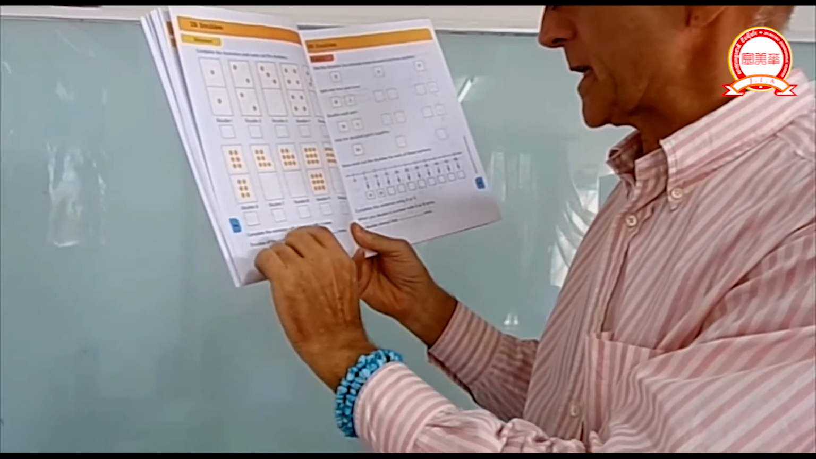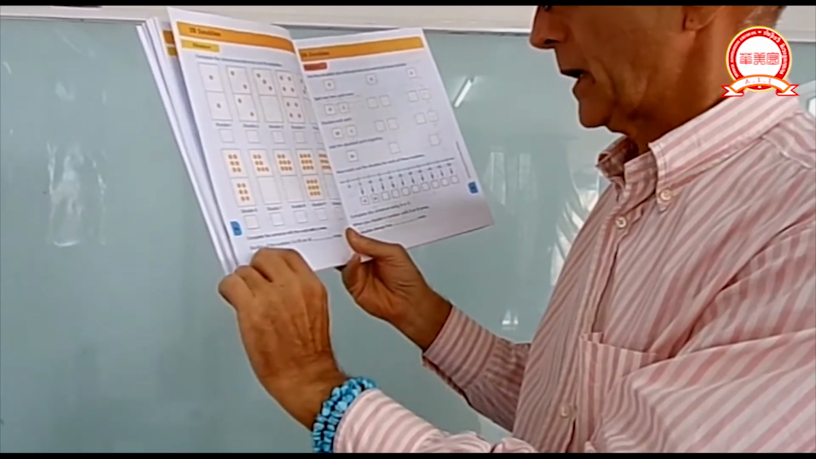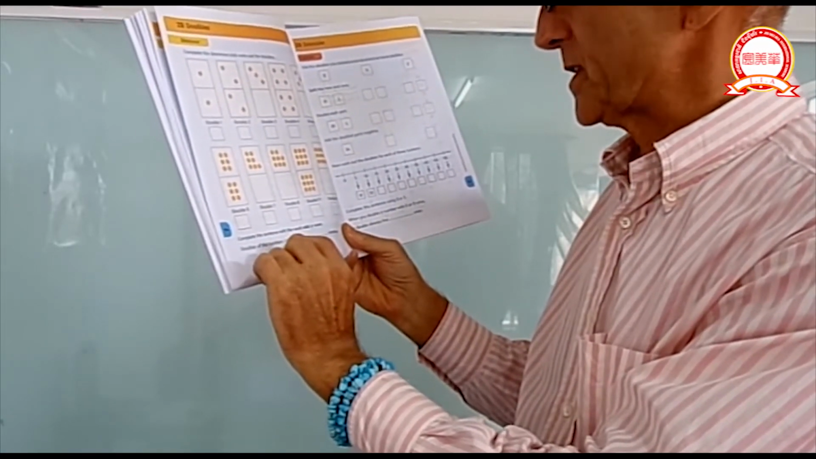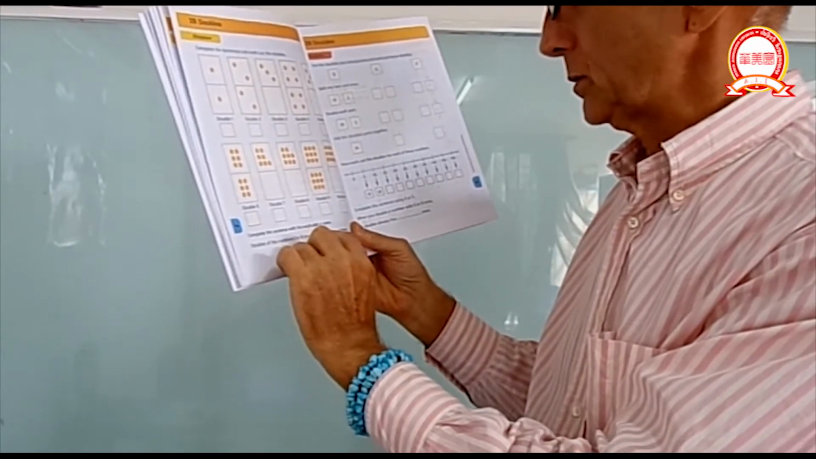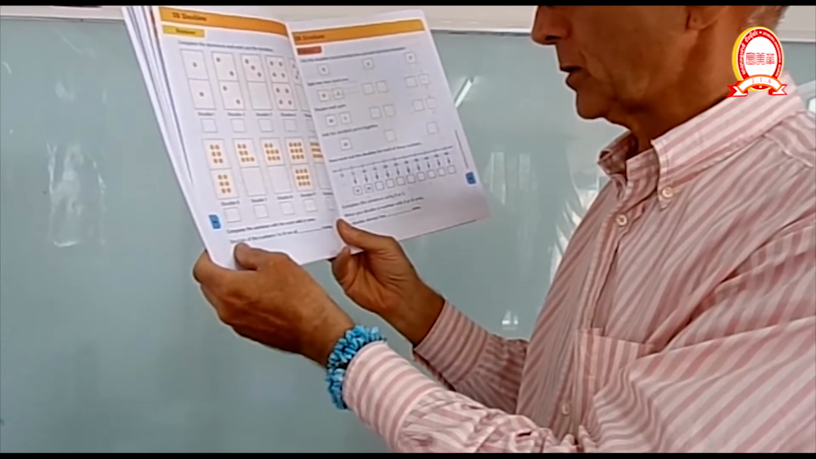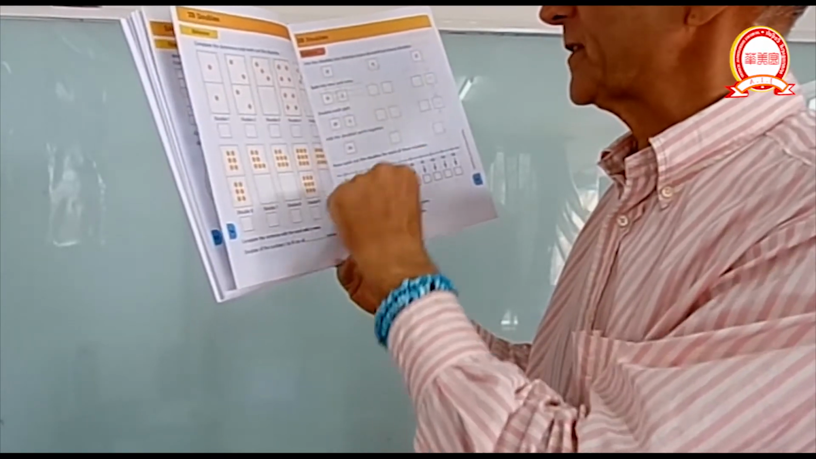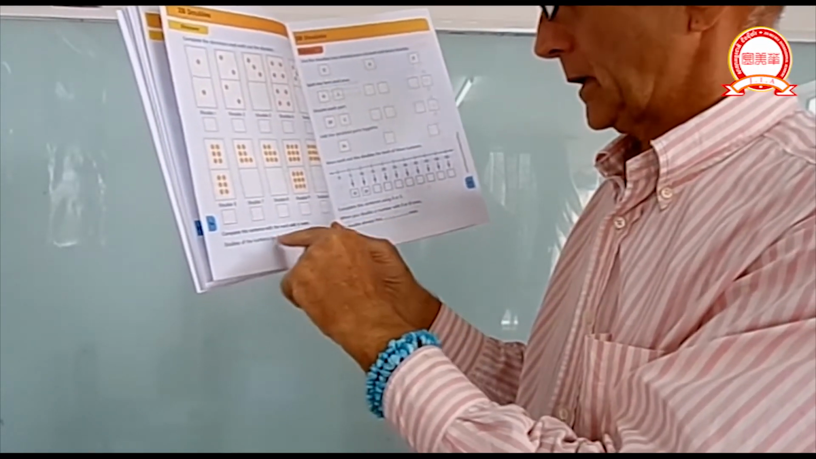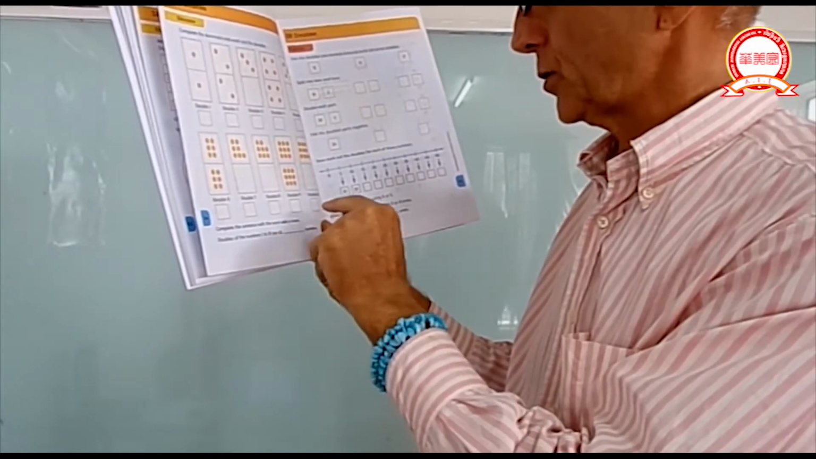Now then, complete the sentence with the word odd or even. Doubles of the numbers from 1 to 10 are all, now are you going to write odd or even here? If you double any number from 1 to 10, is the answer odd or even?